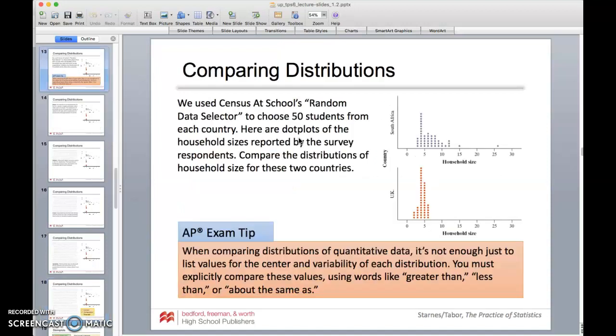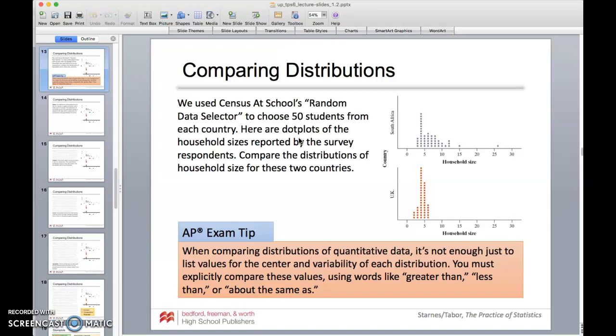All right, so comparing these now. Again, we have two dot plots that we can see here. One is from South Africa, and then there's another one from the UK. It's household size, how many people in the household. And again, one exam tip, and I love these, these are always nice reminders. When comparing those distributions, it's not enough to just list values for center or variability. You must explicitly compare those, saying that, okay, this one was greater than this one, or there was pretty similar, or this one was less than that one.